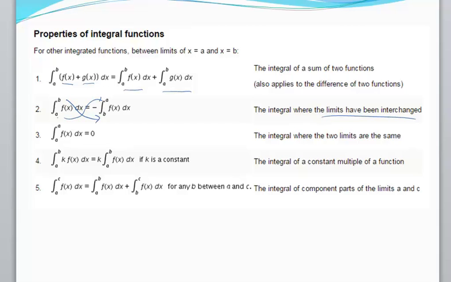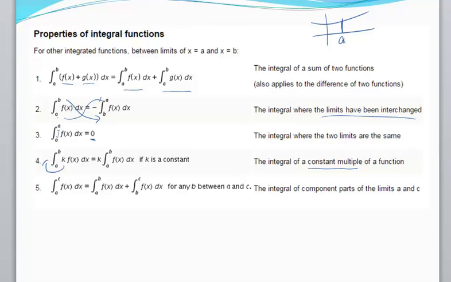When our two limits are the same, between a and a, then our area will be 0. So we can think of any sort of curve here. We're looking at the area under two of the same point, if they were both 1 or both a, we're not going to have any area under there. When we have an integral of a constant multiple of a function, so integrating between a and b, k f of x dx, we can take this k out the front as it is a constant.